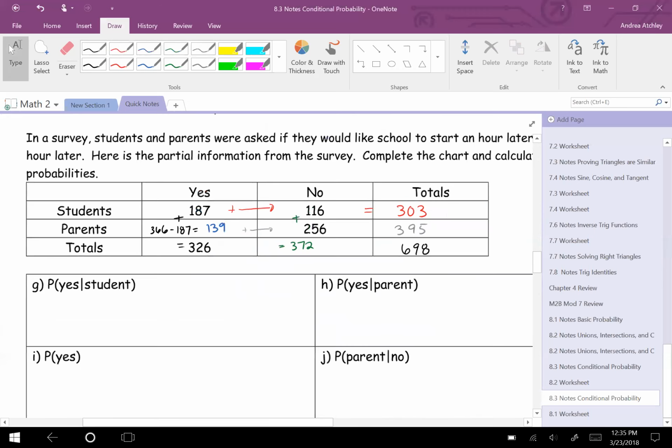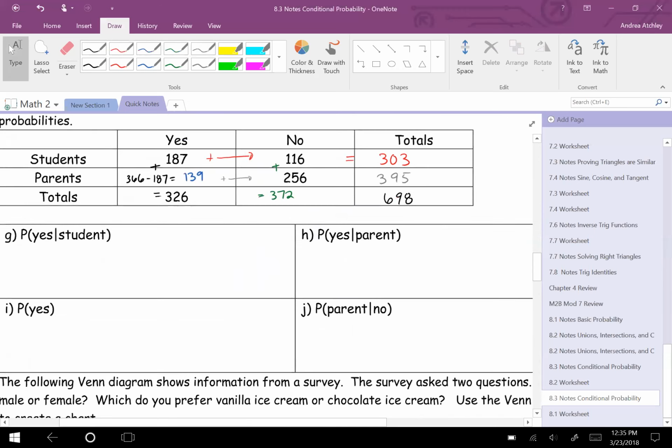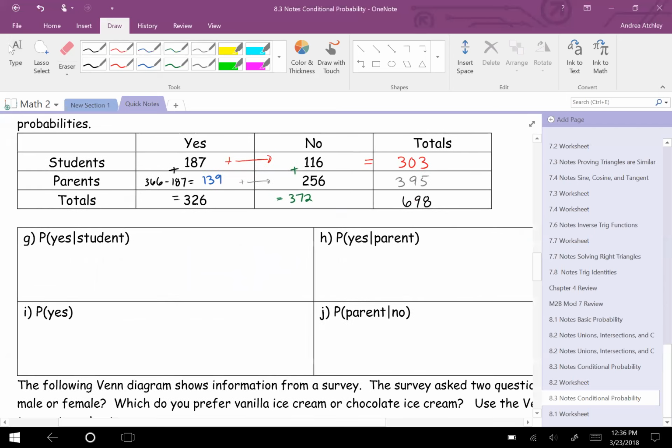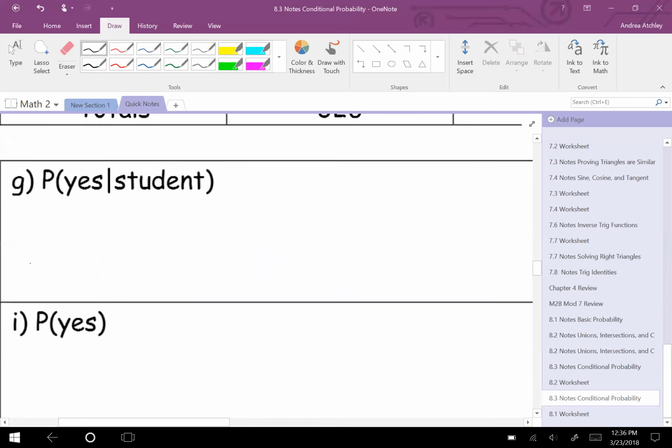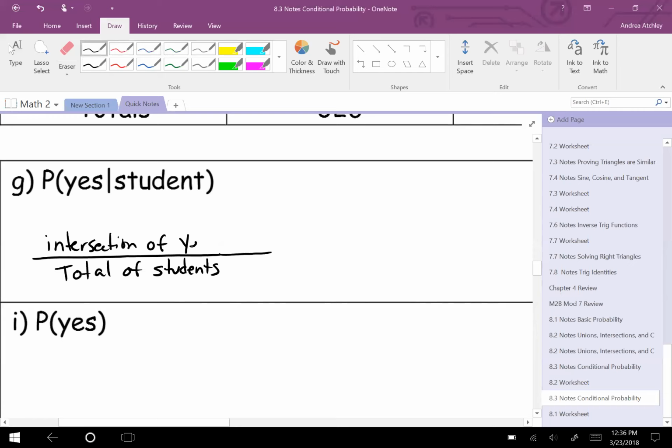Okay, then we're going to ask those same questions. Okay, again, we have a given. The probability of yes, given they're a student. So I'm only going to look at students. So on the bottom is my total of students, and on the top is the intersection of yes and students.